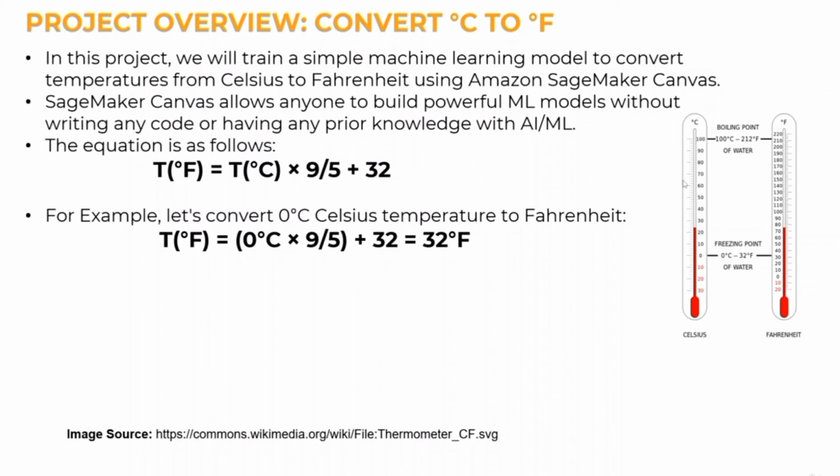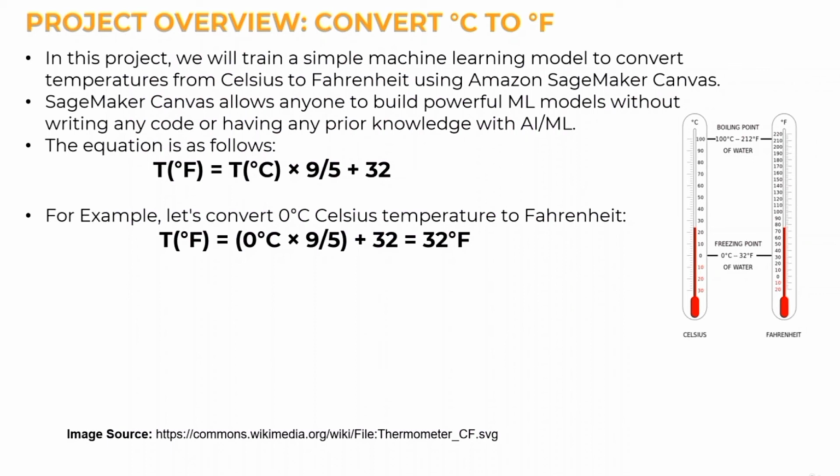So basically, if you guys are familiar with Celsius and Fahrenheit, this is simply the conversion here. 100 degrees Celsius is equivalent to 212 Fahrenheit. Here we have 0 degrees Celsius, which is equivalent to 32 Fahrenheit. This conversion is governed by this equation: the temperature in Fahrenheit is equal to the temperature in Celsius times 9 divided by 5, plus 32.